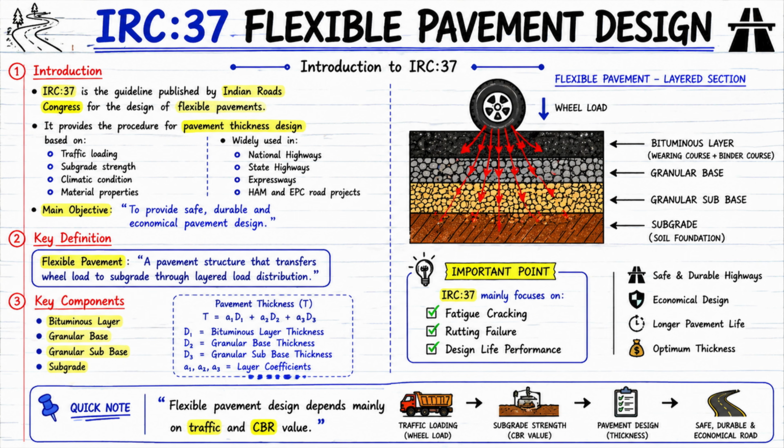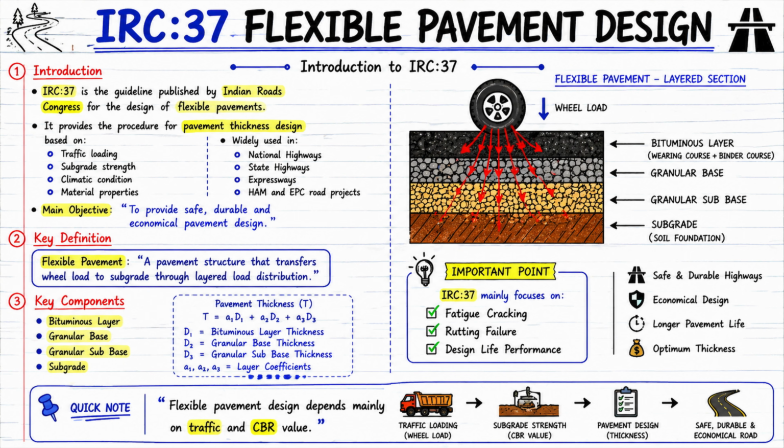Now let us look at the third topic of the slide. 3 key components. Here are the main components. Bituminous layer. Granular base. Granular sub-base. Subgrade. Now in the coming slides, we will understand all these layers in detail. Now look at the formula box. Pavement thickness formula.